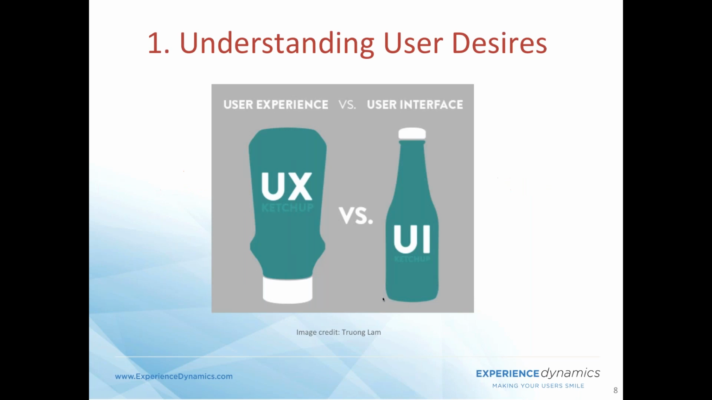But first of all, we know that good UX design comes from understanding user desires. The classic here is the ketchup bottle, and there are a lot of great images like this on the internet, that users like the squeezy bottle because when they're putting ketchup on their burger or fries, they can grab it and just squeeze, and kids love it too.